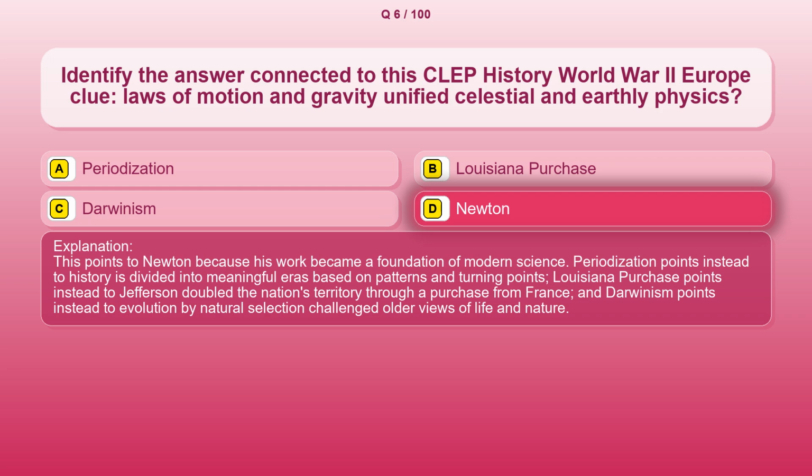Periodization points instead to history being divided into meaningful eras based on patterns and turning points. Louisiana Purchase points instead to Jefferson doubling the nation's territory through a purchase from France, and Darwinism points instead to evolution by natural selection challenging older views of life and nature.